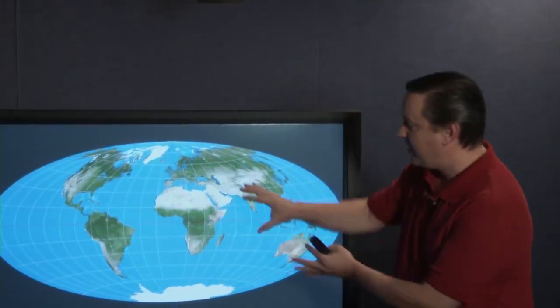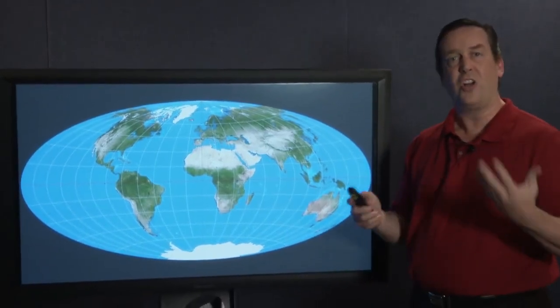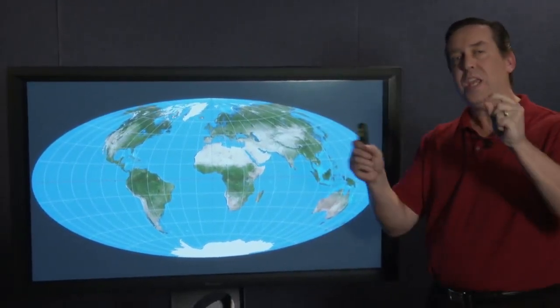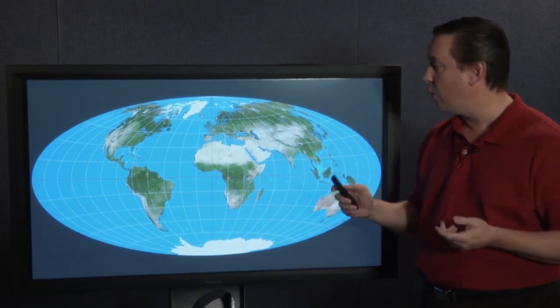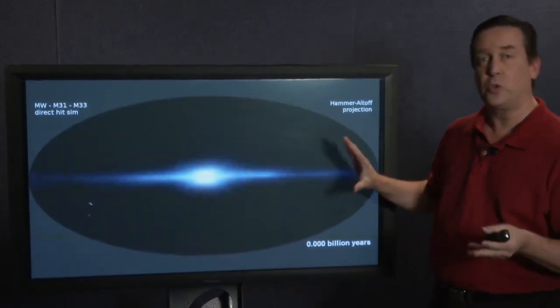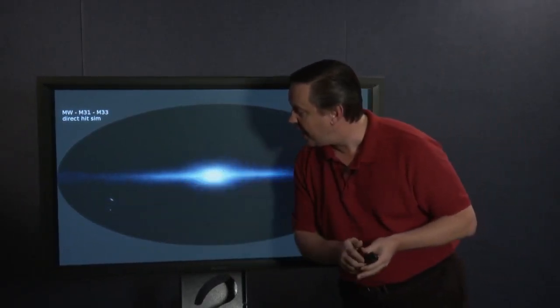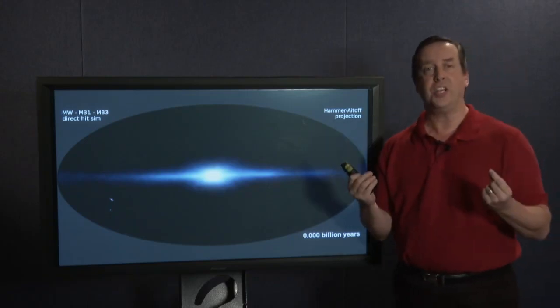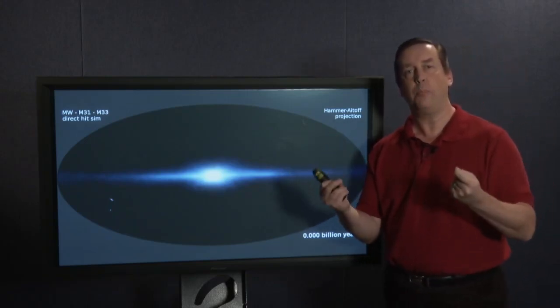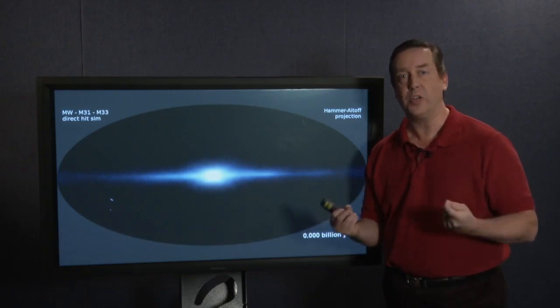What will happen is we'll get to see a really cool view of the night sky. Now, you may have seen this type of projection of Earth. This is an all-sky projection that takes all of the sky and spreads it out into this oval shape. It's called a Hammer-Aitoff projection. Well, we can do the same thing for our Milky Way, and this is the visualization of the Milky Way and the Andromeda Galaxy and the Triangulum Galaxy, and we can watch it as if we were sitting at the point where the Sun is today within the Milky Way.